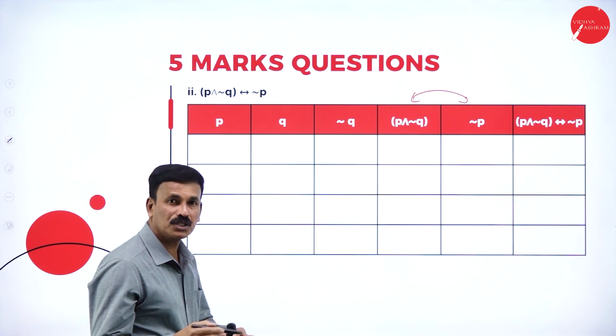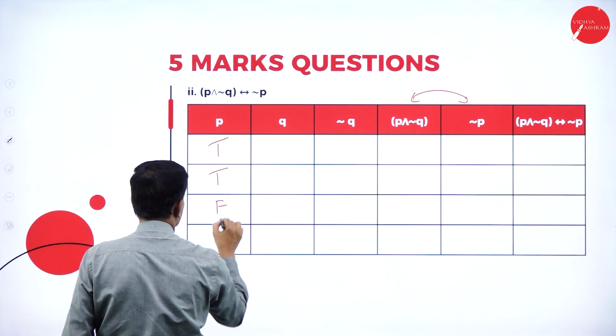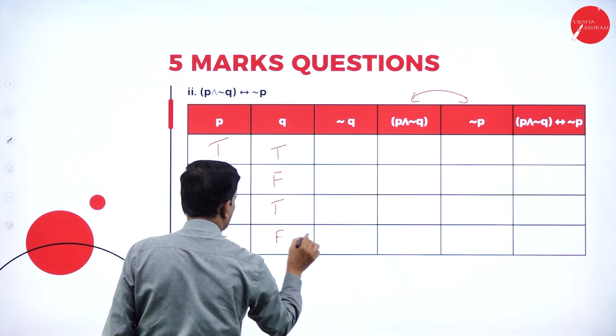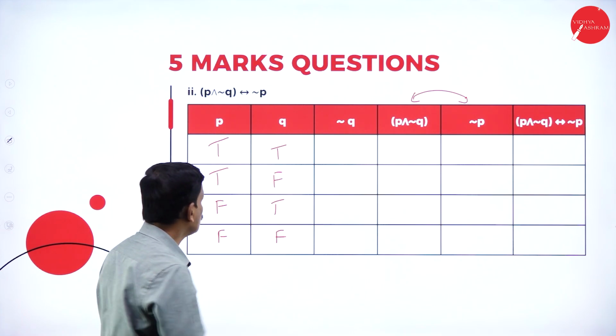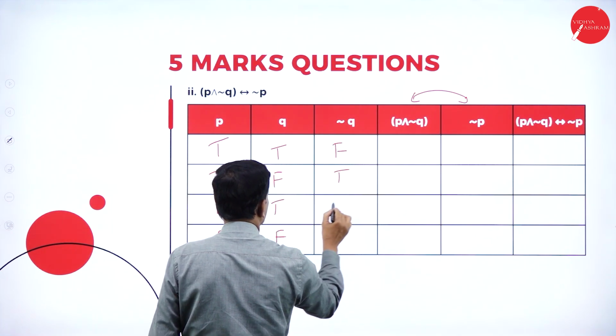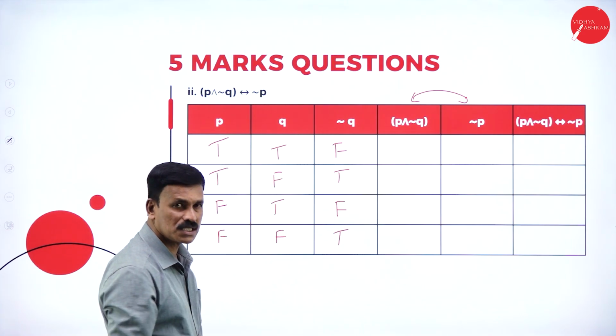Now as usual, write down the truth values for P. This is true, true, false, false. For Q, alternately true, false, true, false. Now negation of Q. For T it is F, for F it is T, for T it is F, for F it is T. So F, T, F, T is the negation.